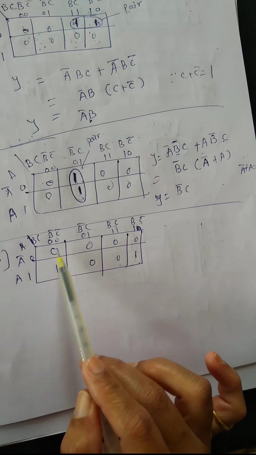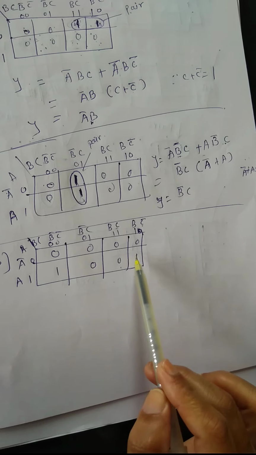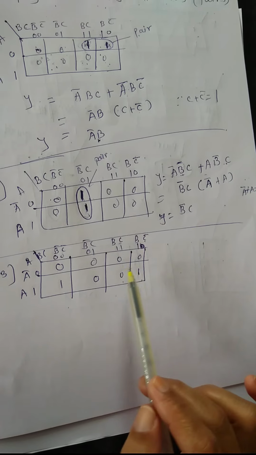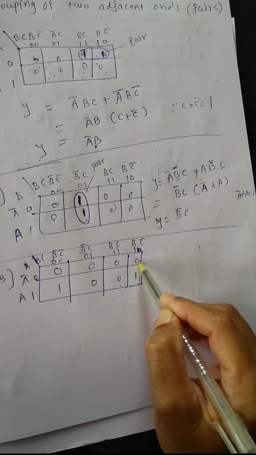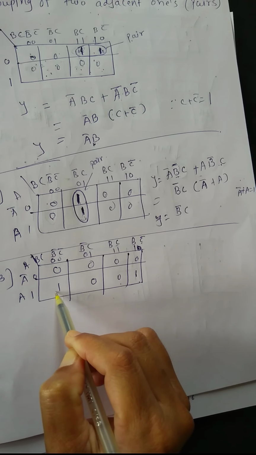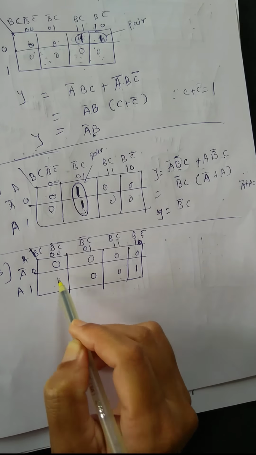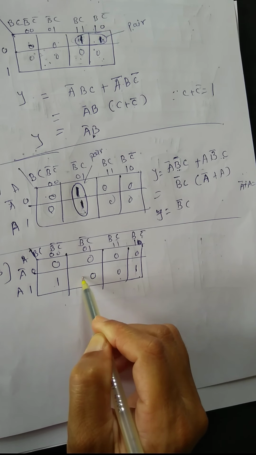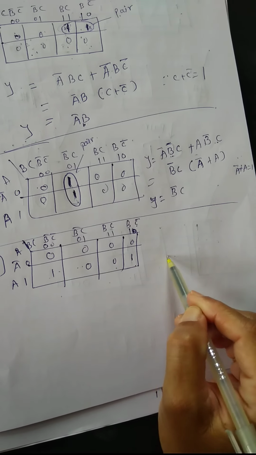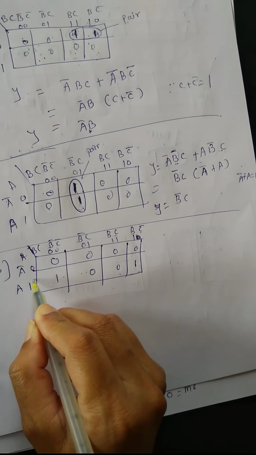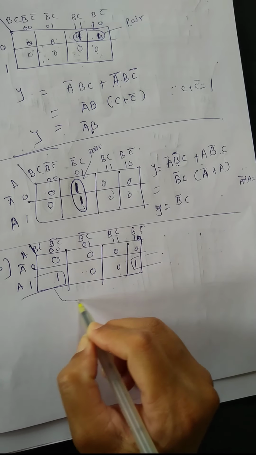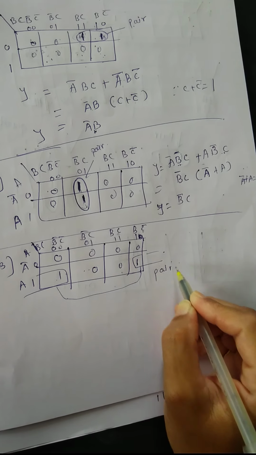Next example. In this example also there are 0, 0, 1 and 1 here. You have to check where the adjacent ones are and how to group them. For this one there is no one available, for this one also no one, but for this one there is a one available, so grouping is possible. If there is a one here, then here is one pair, and this is the grouping. In that grouping the number of ones is 2, so this is called a pair.